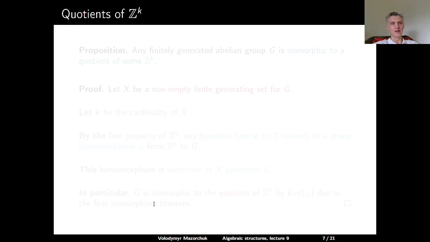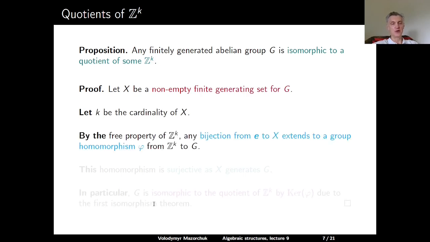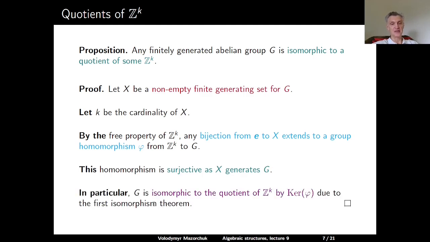And we start with looking at quotients of Z^k. Proposition: any finitely generated abelian group G is isomorphic to a quotient of some Z^k. Proof: let X be a non-empty finite generating set for G, and let k be the number of elements in X. By the free property of our free abelian group Z^k, any bijection from the standard basis of this group to X extends to a group homomorphism phi from Z^k to G. This homomorphism is surjective because X generates G, and in particular, G is isomorphic to the quotient of Z^k by the kernel of this homomorphism due to the first isomorphism theorem. So every finitely generated abelian group is a quotient of some Z^k. So we need to understand quotients of Z^k.